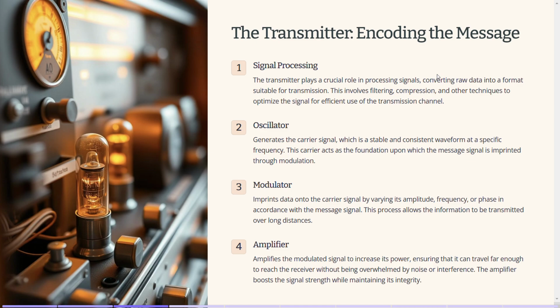Oscillator generates the carrier signal, which is a stable and consistent waveform at a specific frequency. Modulator. It imprints data onto the carrier signal by varying its amplitude, frequency, or phase in accordance with the message signal. Amplifier. It amplifies the modulated signal to increase its power, ensuring that it can travel far enough to reach the receiver without being overwhelmed by noise or any interference.